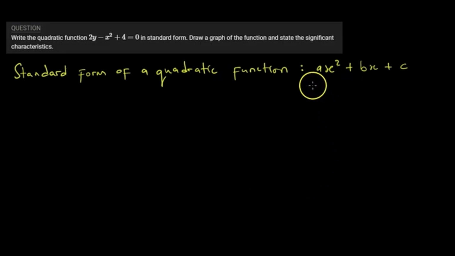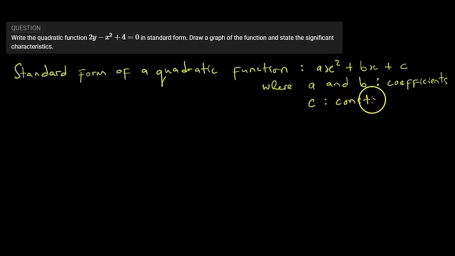What do a and b represent? So a and b, of course, they are representing the coefficients. Then we have also c representing the constant. And lastly, we have x, which is our variable. In other books, this is called an unknown. So this is what we are working with, the standard form of a quadratic function.